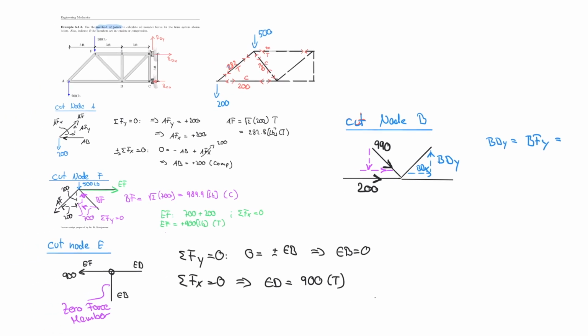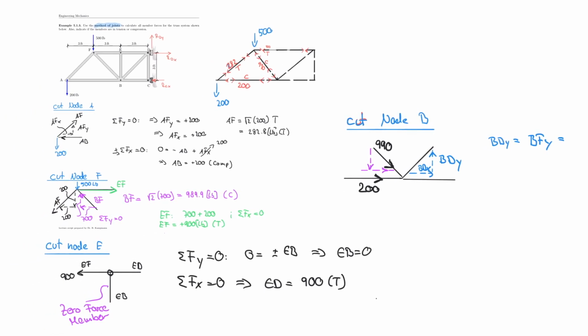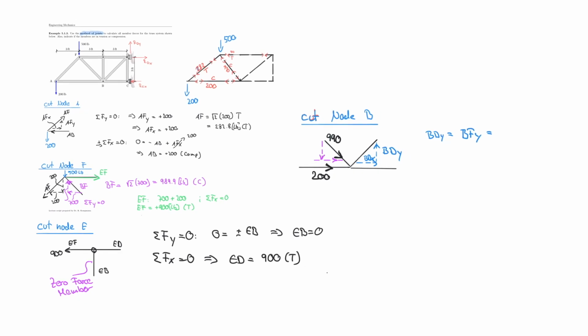Where did I calculate BFY? I did that right here. So that's 700. So I know that that is equal to 700. And now I can use that to also find BD. So BD now by default also must take on that value of square root times 700, which is equal to 990. And that is in tension.